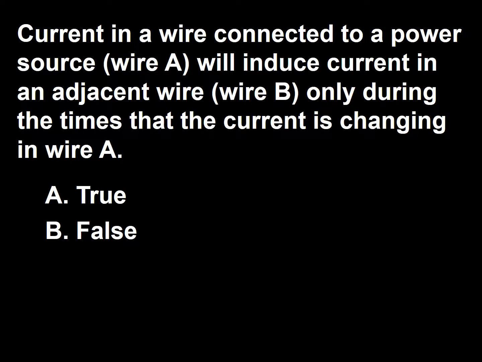Next question. Current in a wire connected to a power source, that is wire A, will induce a current in an adjacent wire, that is wire B, only during the time that the current is changing in wire A. A true, B false.